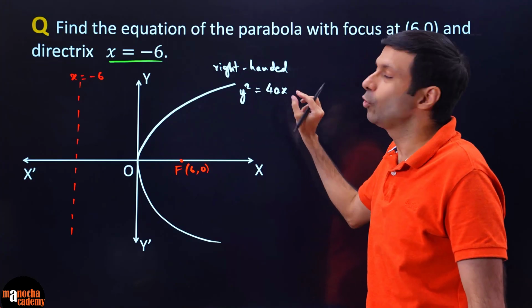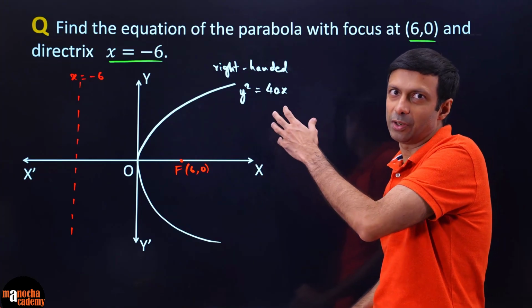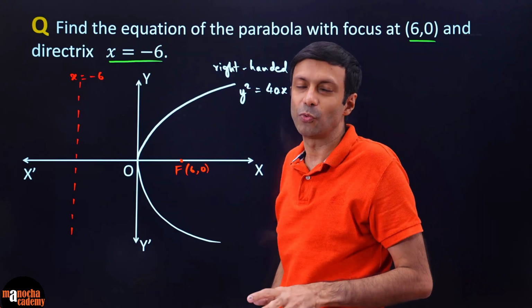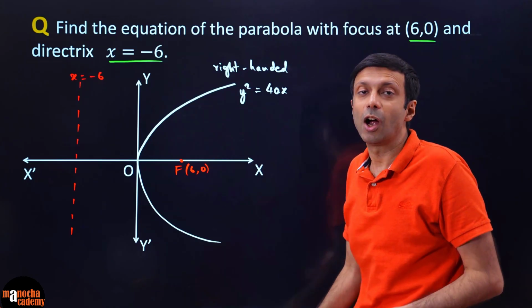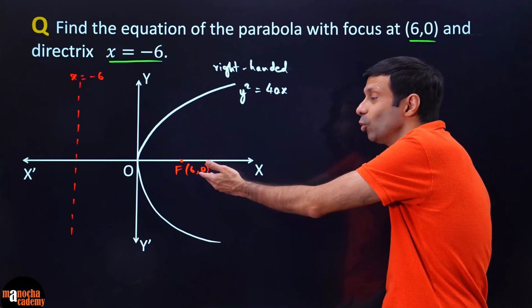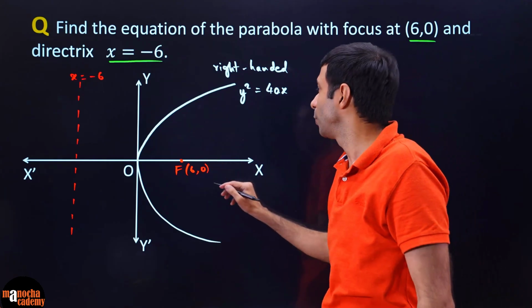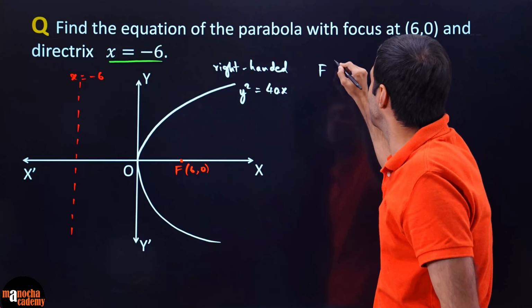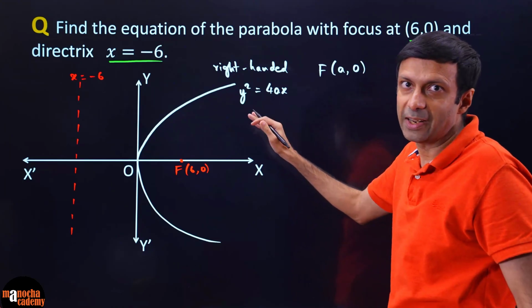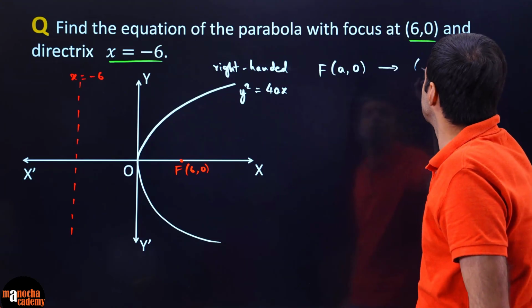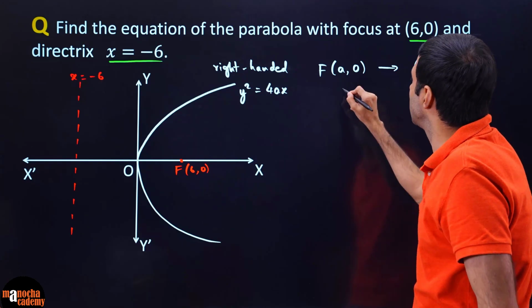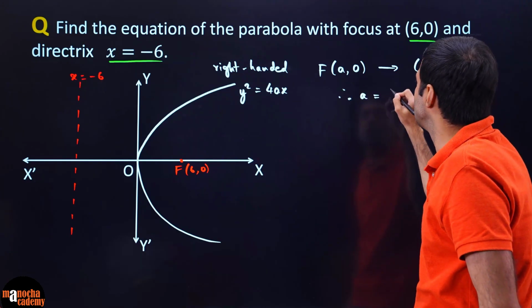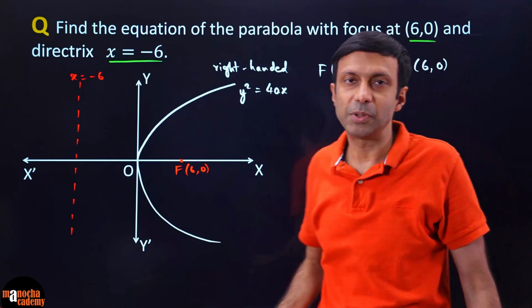So our job is basically to find that a value and substitute it. You don't leave it just like y square equal to 4ax. You have to find out a. How do you find a? Not difficult, because you know the focus point. Remember, the focus is always (a, 0) for a right-handed parabola. If you compare this with (6, 0), we can say the value of a is equal to 6.